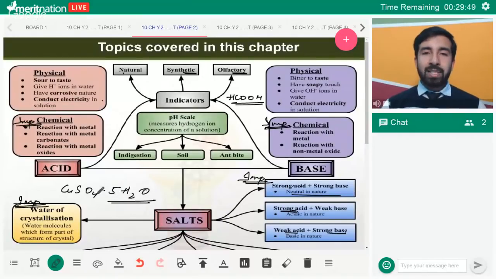So the formula of your hydrated copper sulfate is CuSO4.5H2O. This 5H2O is basically your water of crystallization, which is present as a part of the structure of the crystal. When we heat it up, these water molecules evaporate and the compound loses its color. Generally, the color of copper sulfate solution is blue. The crystals are blue, but when we heat it up, the color vanishes and it becomes white.